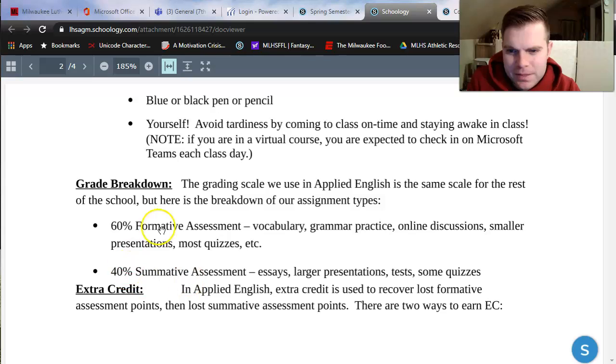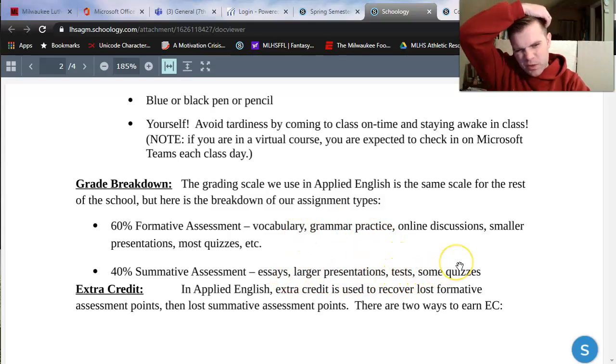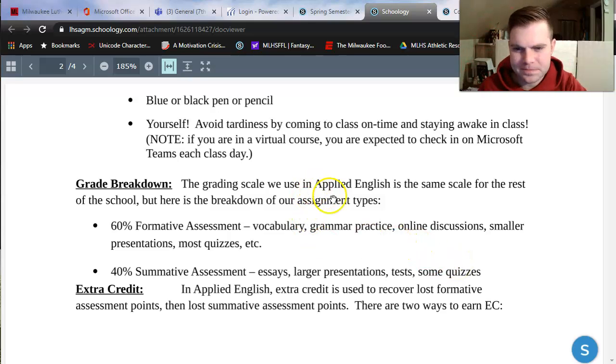Grade breakdown is the same as last semester, 60% formative, things like vocabulary, grammar practices, online discussions, smaller presentations, most quizzes. The other 40% is all summative, so larger assignments. Our big essay this semester is going to be part of that. Our final presentation's part of that. Any tests that we take this semester, some of the quizzes that we'll take will be summatives as well.